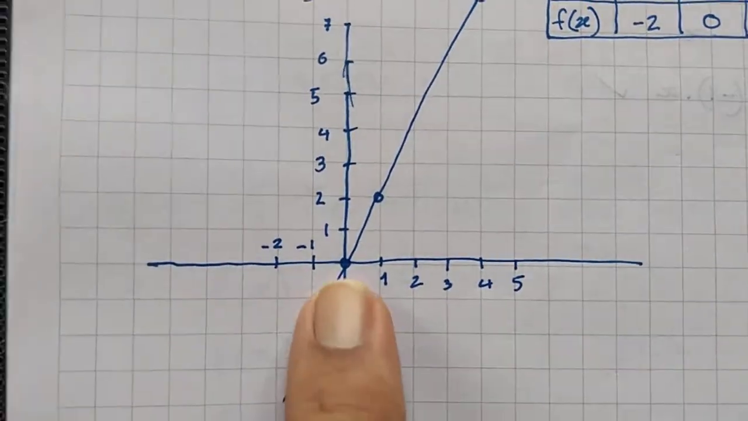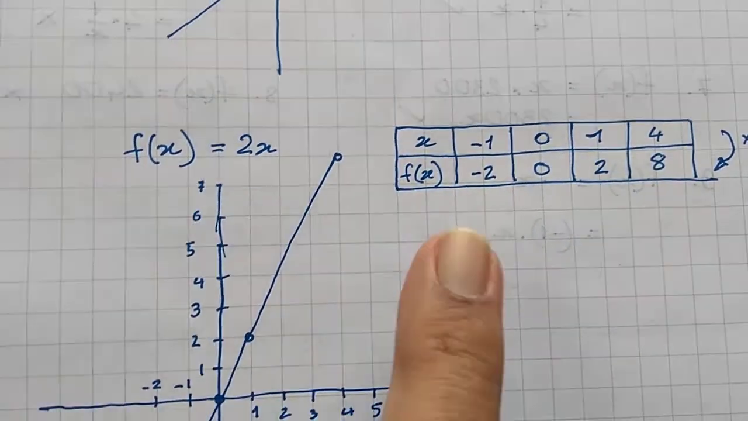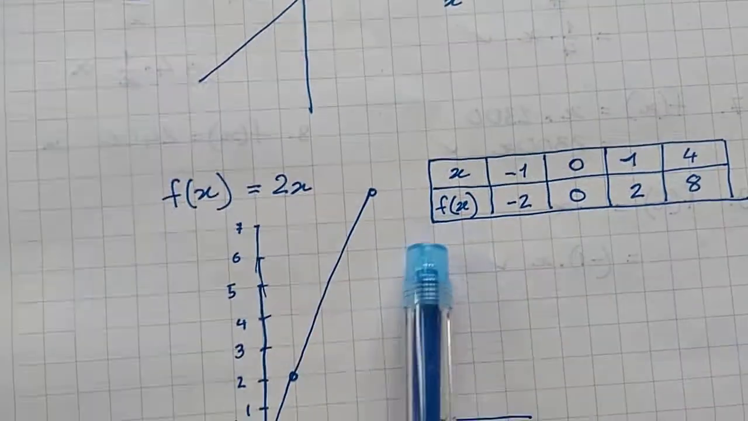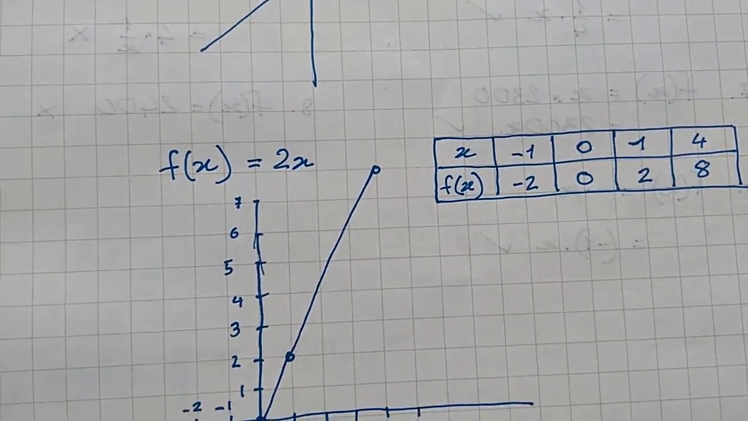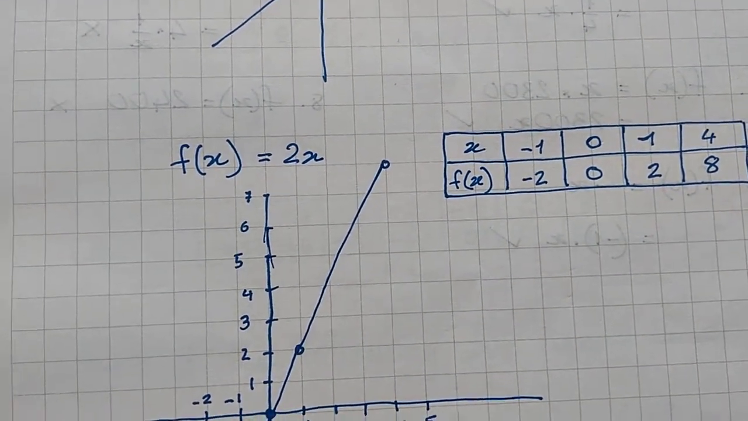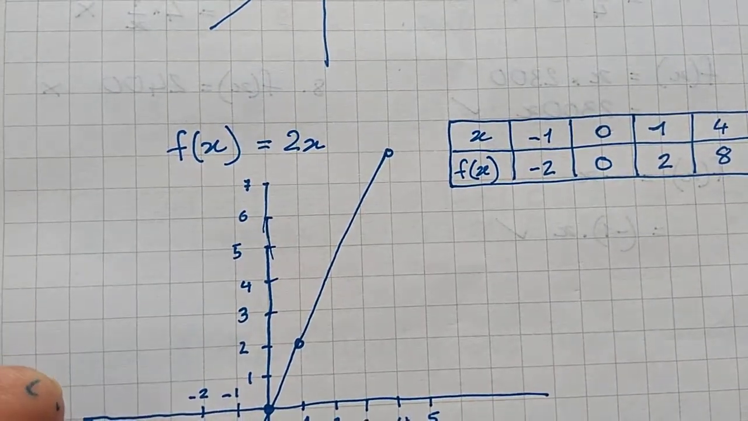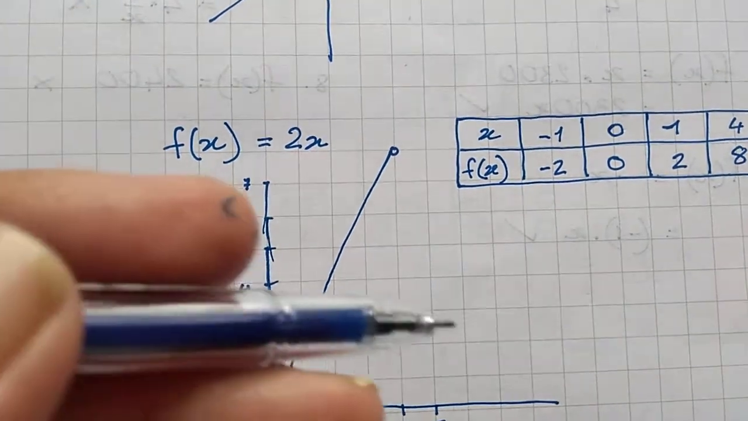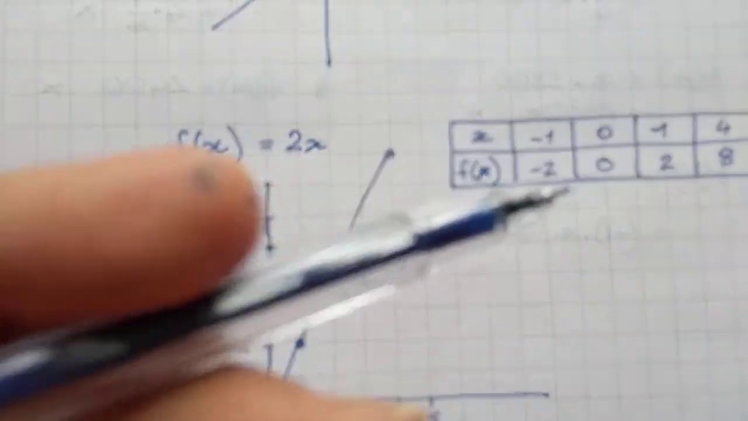Let's start with the first point. The first point is minus 1 gives us minus 2. So that is this point here, x is equal to minus 1. It gives us the output of minus 2. The second point is 0 gives us 0 because double of 0 is 0. So that is the second point.